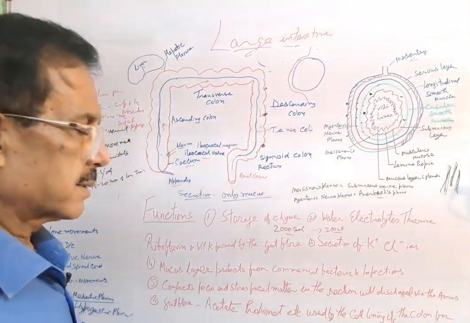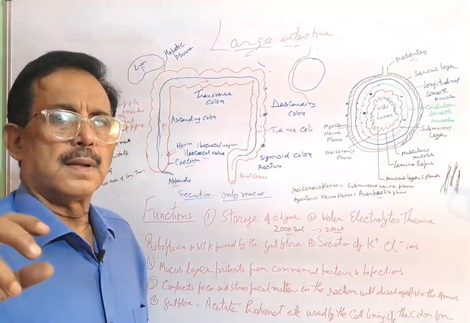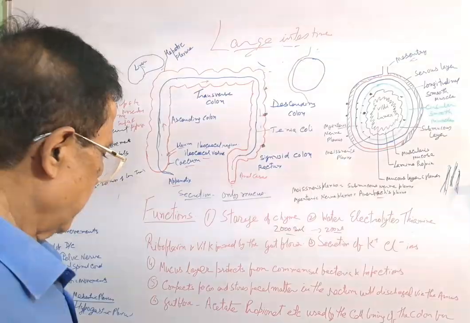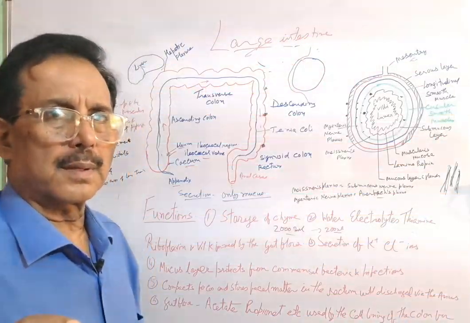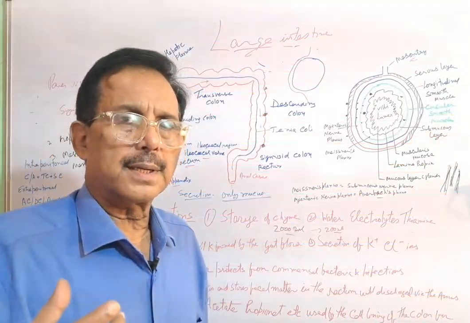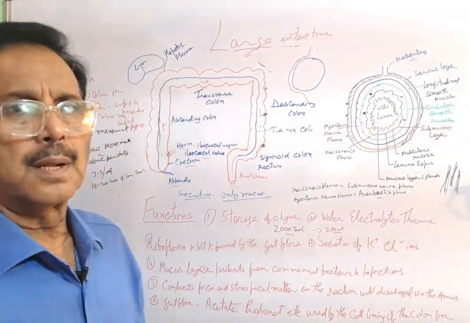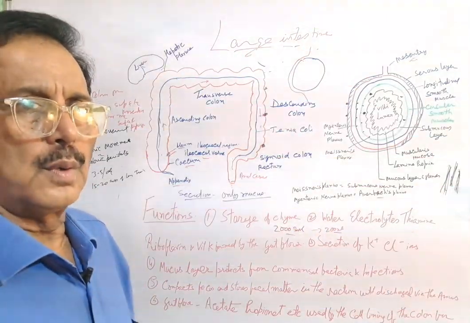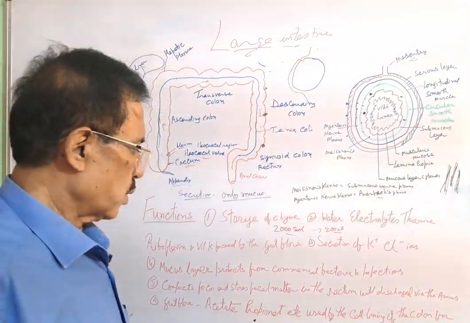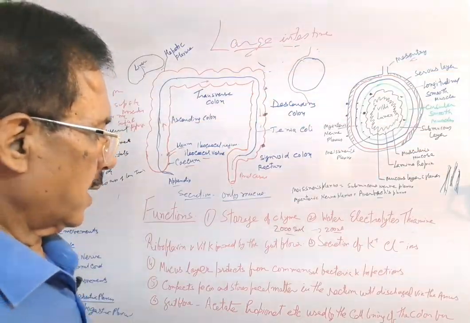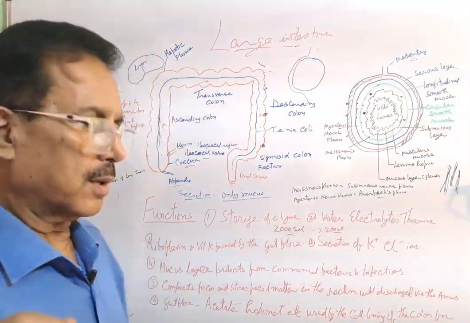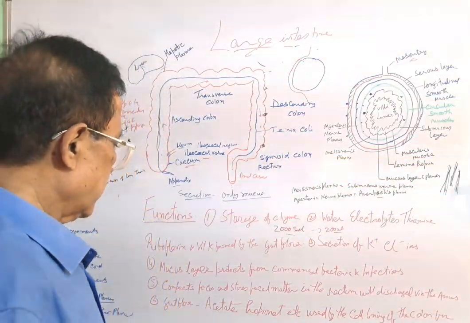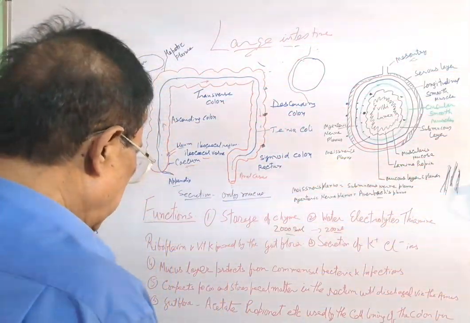Number 5, compacting feces and storing feces in the rectum until discharge via the anus in defecation. Okay. Then gut flora. Gut flora bacteria are present in the large intestine that digest and ferment the unused parts of food into substances such as propionate or acetate, which are used by the cell lining of the colon for nutrition. This is about the functions of the large intestine.